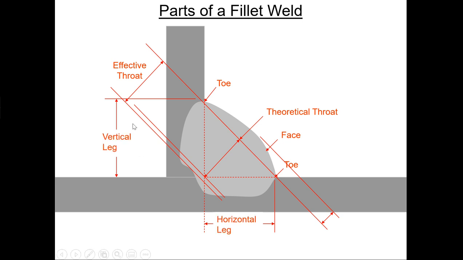The next are the legs. There's a vertical leg and a horizontal leg. When it comes to the legs, the size, now if it's a company that uses fillet sizes and they have to use fillet gauges, so be it.